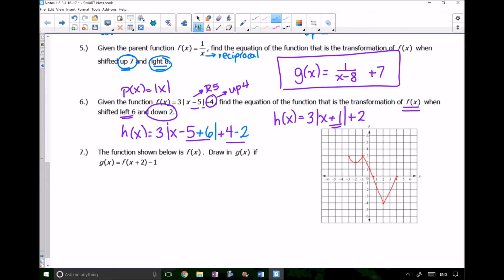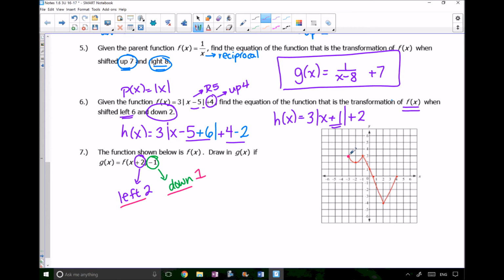The function shown below is f of x. So right here we've got f of x. Draw in g of x if g of x is equal to f of x plus 2 minus 1. So let's digest what this is saying. This plus 2 piece right here is saying you're going to go to the left 2. This minus 1 piece right here is just saying you're going to go down 1. So I'm going to take every single one of my coordinates and I'm going to do exactly what our directions are saying right here. Left 2, down 1.